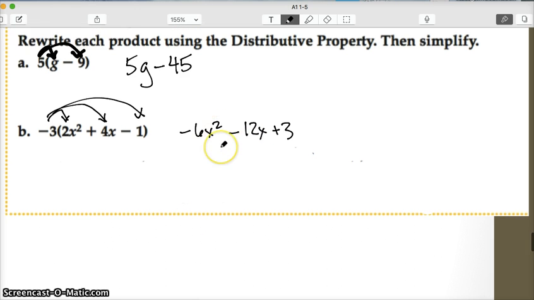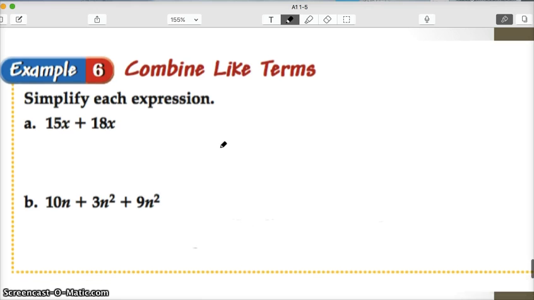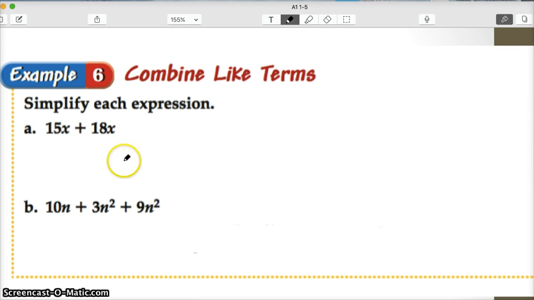Let's take a look at example number 6. We're going to combine like terms. If the terms are alike, you can bring them together. So if I have 15 x's, and then somebody says, hey, I've got 18 x's over here for you, and I say bring them over, meaning I'm adding them together, 15 plus 18 is going to give me 23. Just kidding again, 33. 33 x's, or 33x. Let's look at this one.